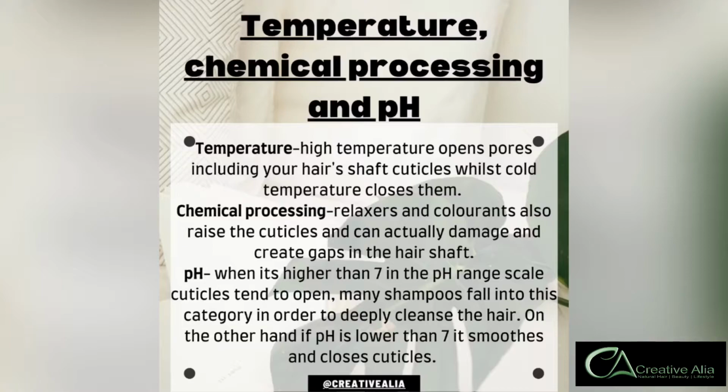pH, when it's higher than 7 on the pH scale, cuticles tend to open. Many shampoos fall into this category. On the other hand, pH lower than 7 smooths and closes the cuticles. So if you have high porosity hair, reach for products that have a low pH so that your cuticles can smooth and close. And if you use products like a leave-in with ingredients that are low in pH, that will benefit you.